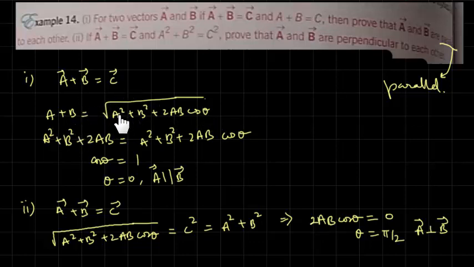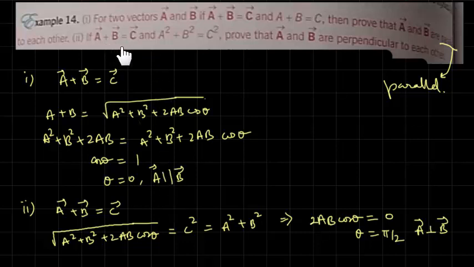So squaring both sides, we'll see a square plus b square plus 2ab is equal to a square plus b square plus 2ab cos theta, which gives cos theta is equal to 1, because cos theta is equal to 1, that's why these two will be same. That means theta is 0 degree. So when theta is 0, a is parallel to b.